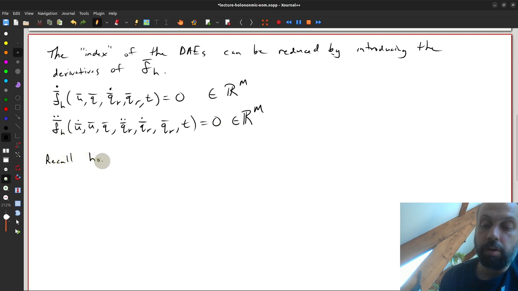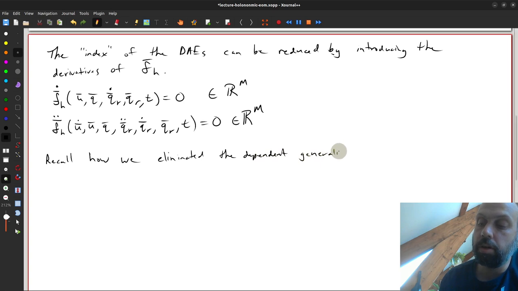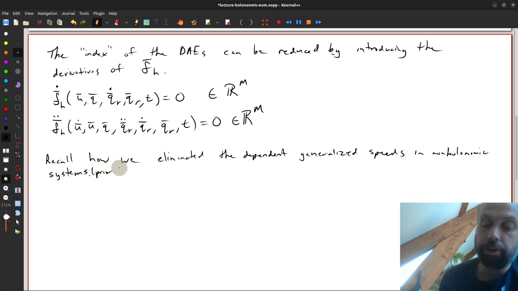without having to deal with at least the f double dot term explicitly. So recall how we eliminated the dependent generalized speeds in non-holonomic systems. That was the prior lecture. We can do something similar here.